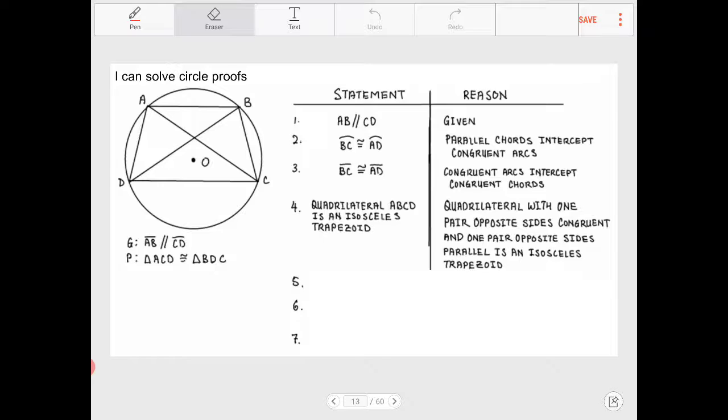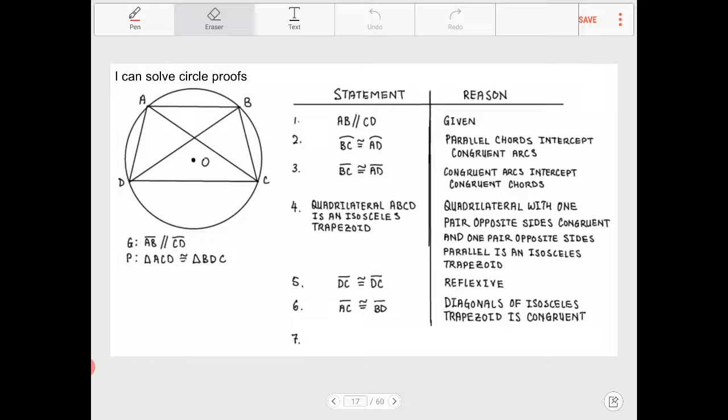So recognizing that this is an isosceles trapezoid, we can then declare that DC, oh, actually, no, I take that back. DC is congruent to DC because of reflexive. AC is congruent to BD. Well, that is because those are the diagonals of the isosceles trapezoid. So that's because of line 4. So diagonals of isosceles trapezoids are congruent.